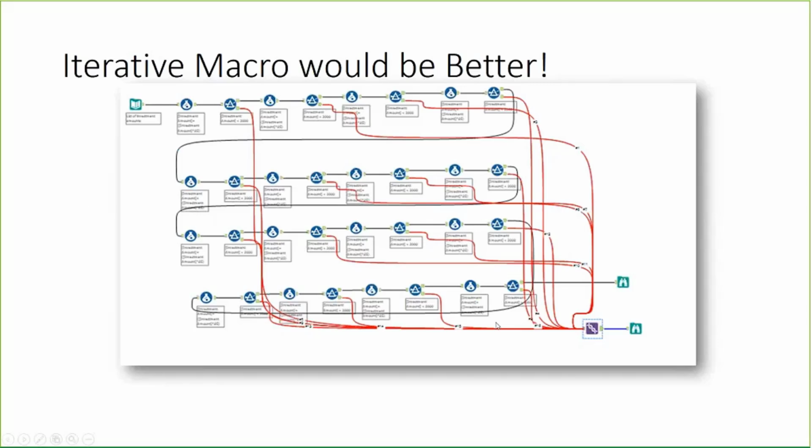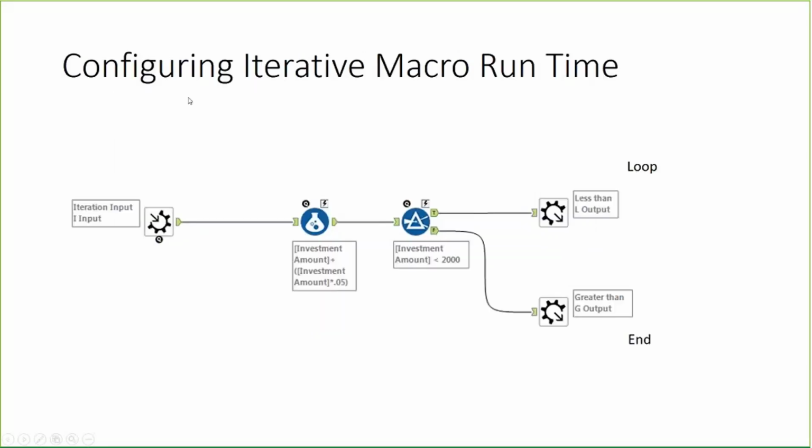Now you can see this can become somewhat of a nightmare to work with when it comes to building out your designer, when really in an iterative macro, you could just build these two tools and tell them to keep repeating until that 5,000 threshold was met. Okay? So here's an example of what that looks like.